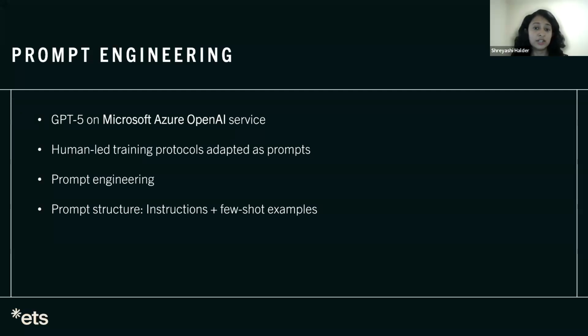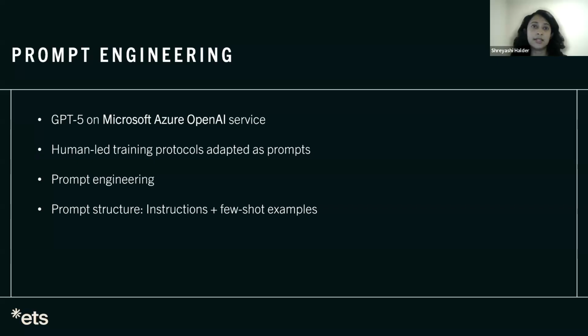So the chat agent for the simulated student was developed using the OpenAI GPT-5 model. The simulation was based on an earlier human-led simulation, and as such, the human-led training protocols were adapted as prompts for the GPT-5 model for this task. I will repeat one thing I mentioned in the earlier slide.